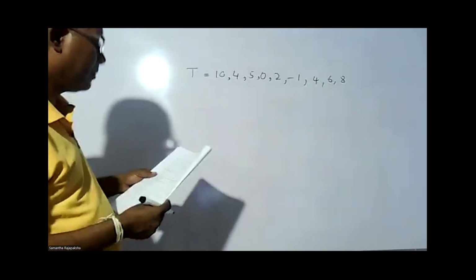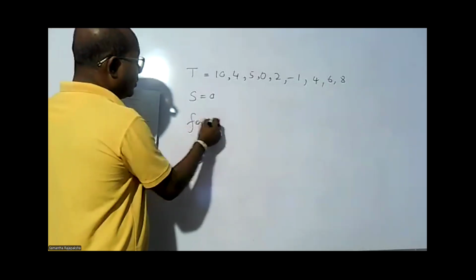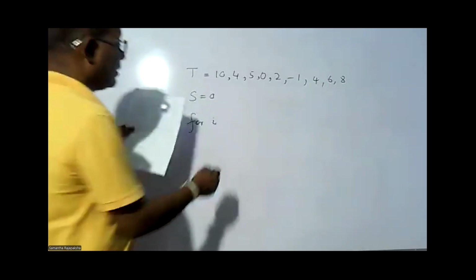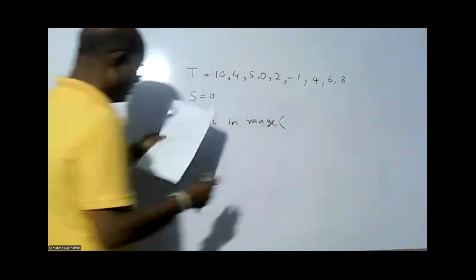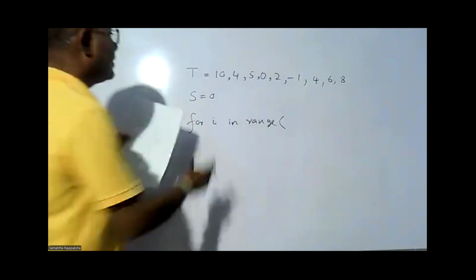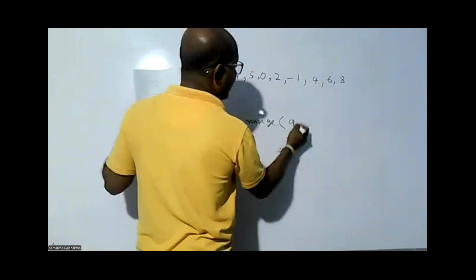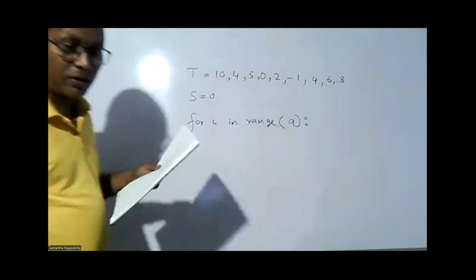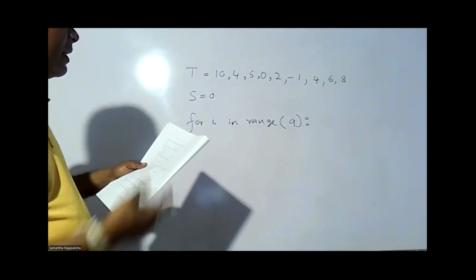Here the tuple can't be modified. It's immutable. Their content can't be changed. Then there's a variable S equal to 0. Then a for loop: for i in range. The range function is used. What's range of length T? Length T means the length of the tuple, which is 9, counting 1, 2, 3, 4, 5, 6, 7, 8, 9.